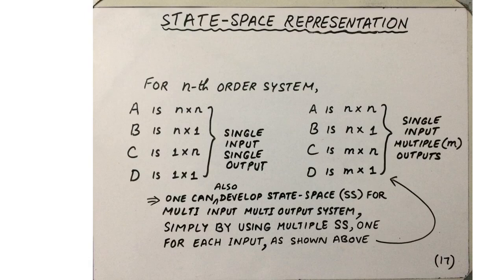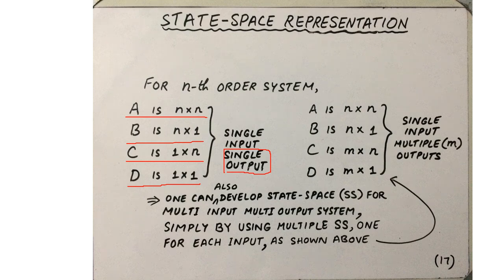The state space of an nth order system, in case of a single output, as was the case in our example, has 4 matrices. A is an n by n matrix. So for the second order system, n was 2, so A was a 2 by 2 matrix in the example. B is an n by 1 matrix, a column matrix. C is a row matrix, 1 by n. And D is just a scalar, essentially a 1 by 1 matrix.